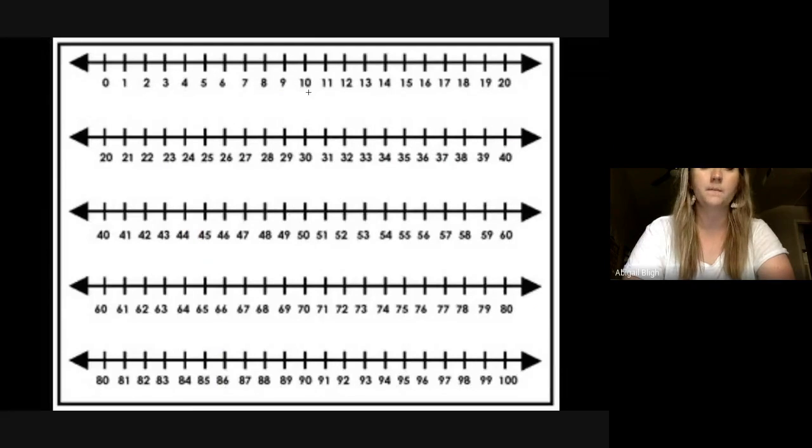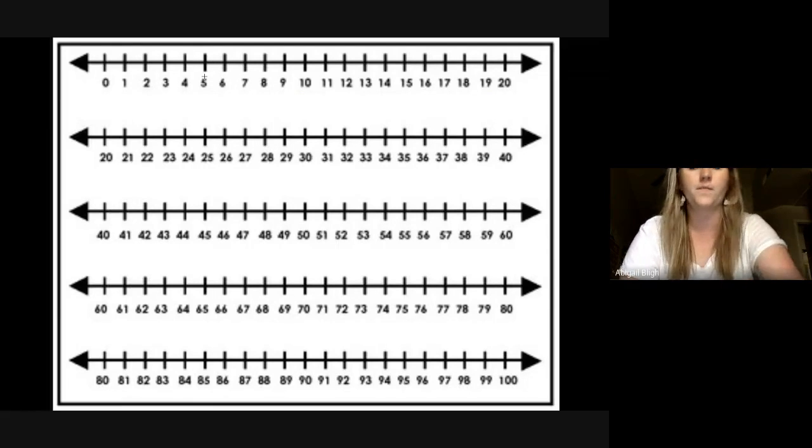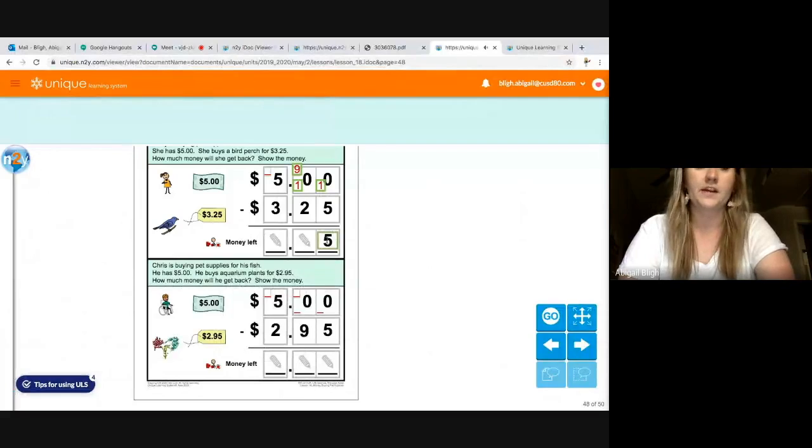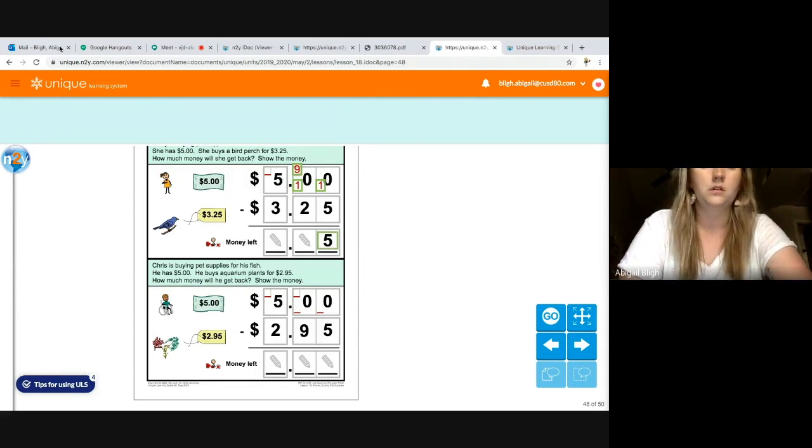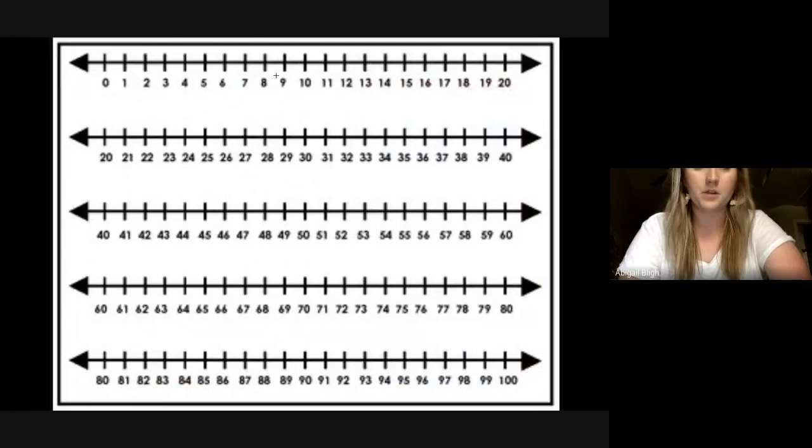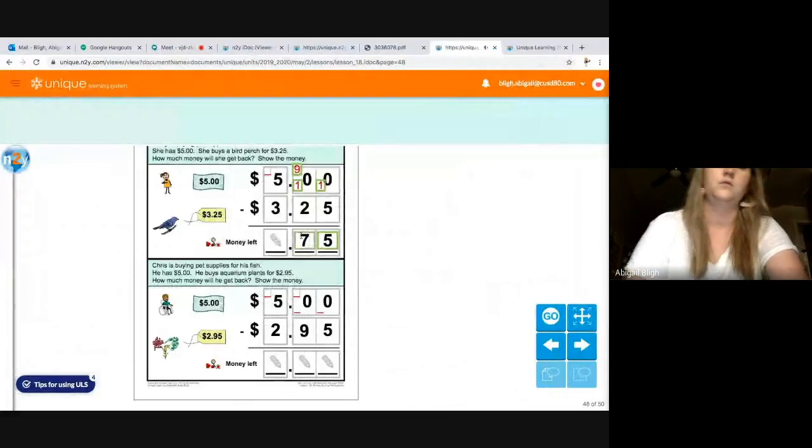Start at 10. I'm going to jump backwards 5. Count with me. 1, 2, 3, 4, 5. And I landed on 5. So I'm going to write 5 here. Now, this isn't a 10 anymore, this is a 9. So I'm looking at 9 minus 2. I'm going to start at 9. I'm going to go backwards 2. Count with me. 1, 2. What did I end up on? 7. So we have that part.